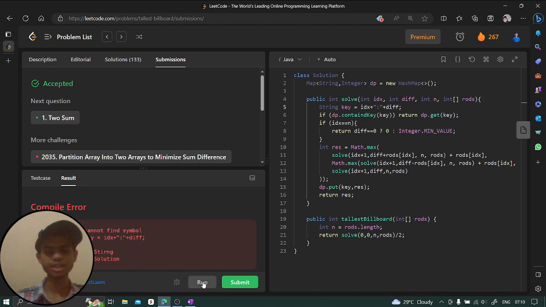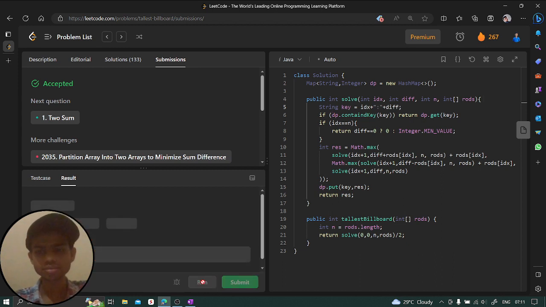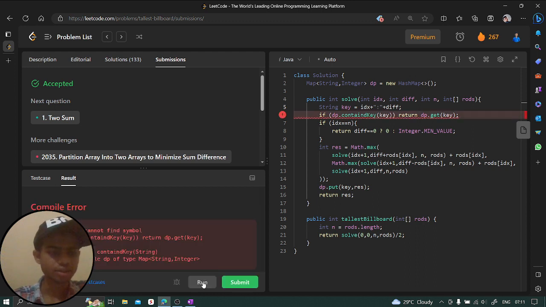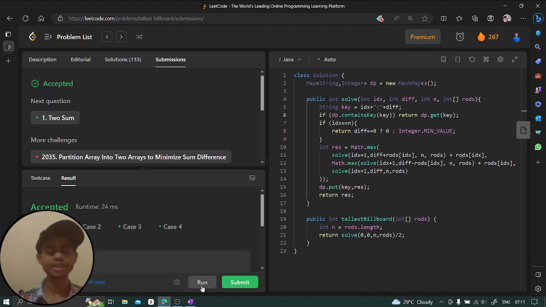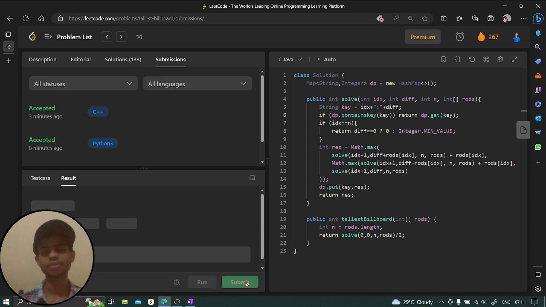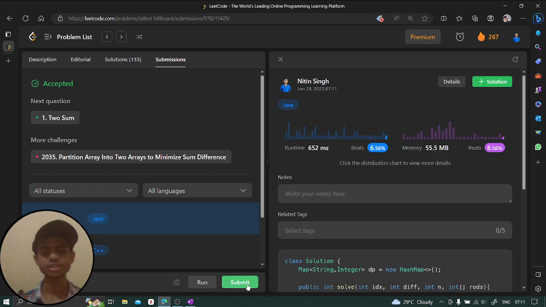Do we have any more errors? Let's see. Okay, dp.contains key, contains d. What's happening? Typo error. So you guys can see that all the tasks have passed here. So let's try to submit this code, and I hope it should also get submitted, right? So you can see guys, it successfully got submitted.